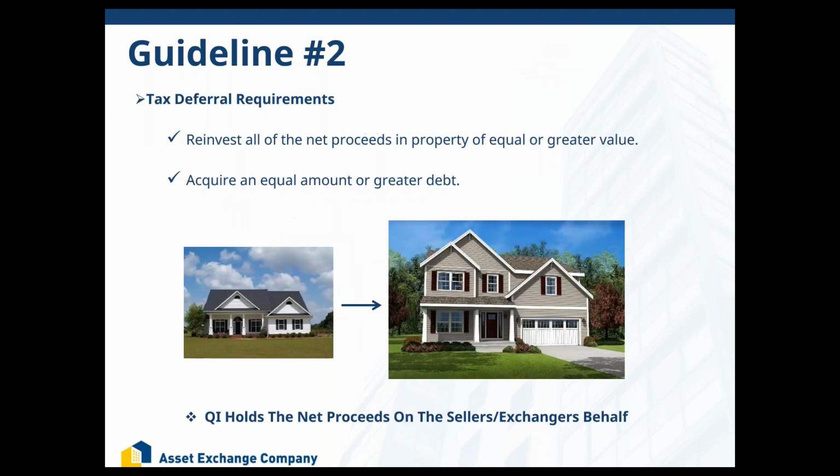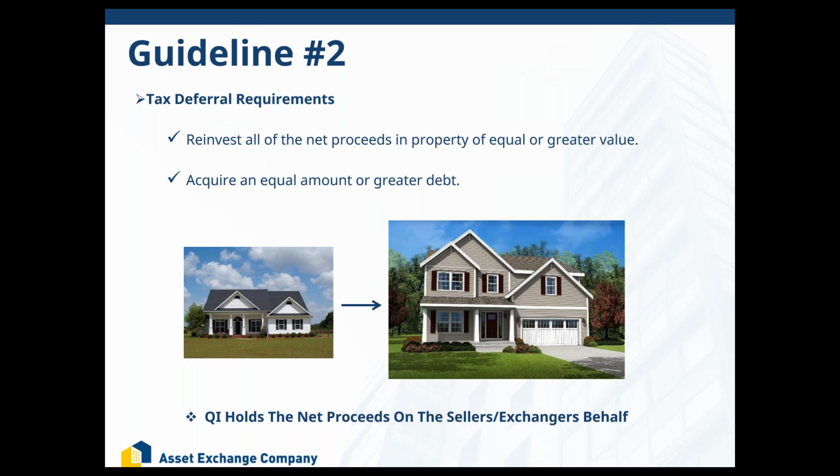Now, guideline number 2, the tax deferral requirements. In order to defer your taxes 100%, rule number 1 is you must reinvest all of the net proceeds in property of equal or greater value. Now, what are the net proceeds? Well, the net proceeds, that's the cash that normally you would get out of the closing.